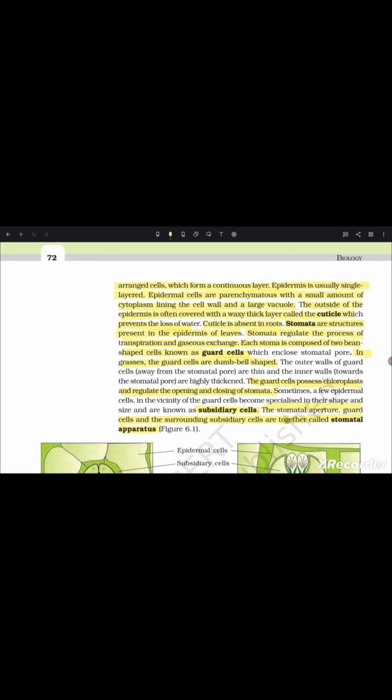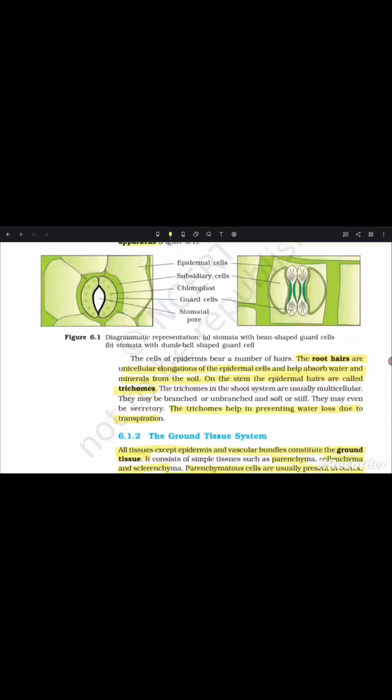The outer walls of guard cells away from the stomatal pore are thin, and the inner walls towards the stomatal pore are highly thickened. The guard cell possesses chloroplasts and regulates the opening and closing of stomata. Sometimes a few epidermal cells in the vicinity of guard cells become specialized in their shape and size and are known as subsidiary cells. The stomatal aperture, guard cells, and the surrounding subsidiary cells are together called stomatal apparatus.